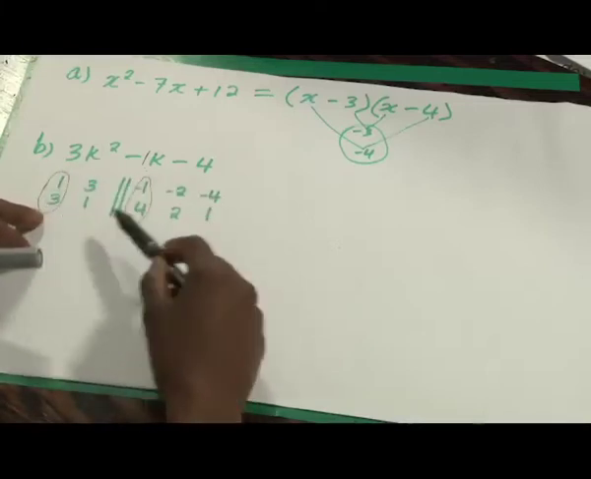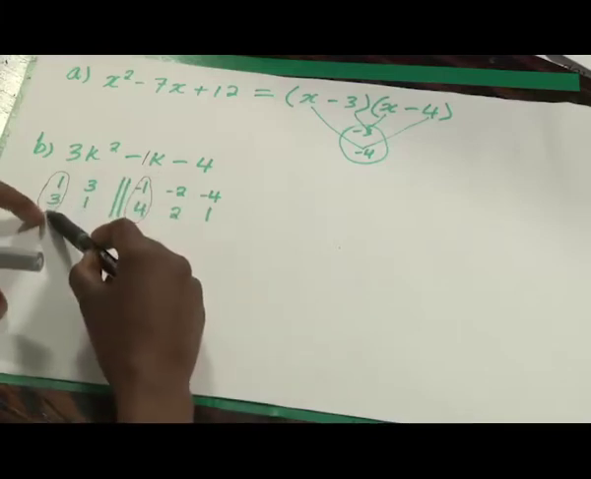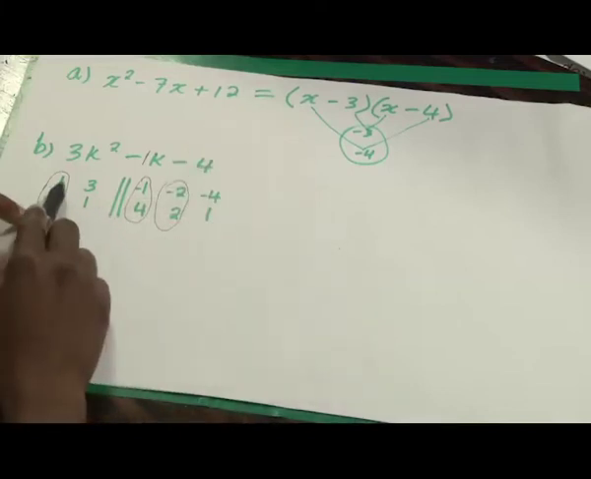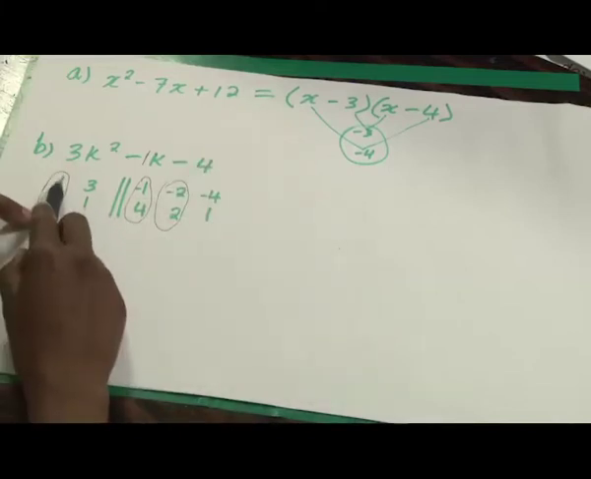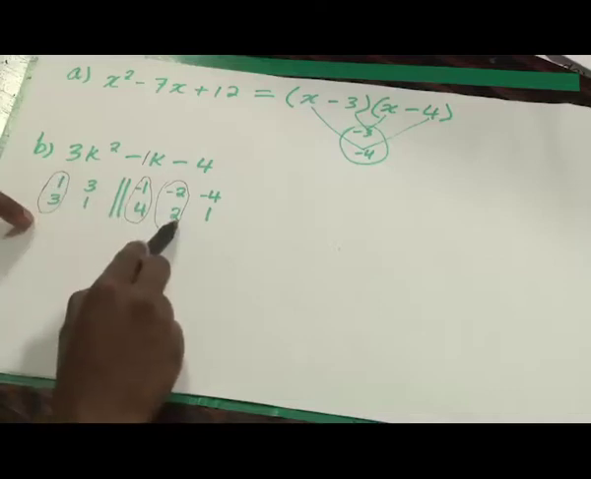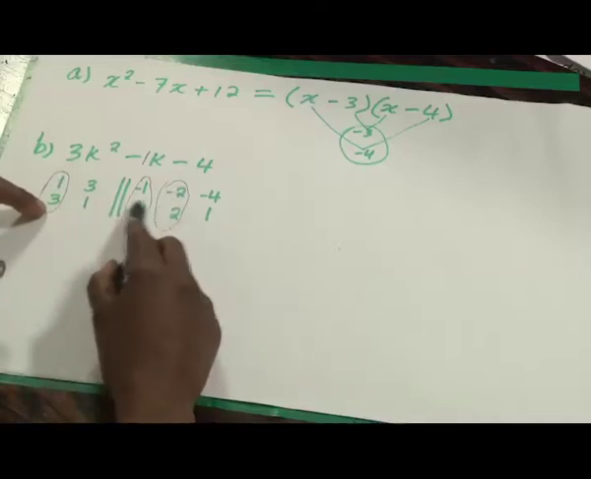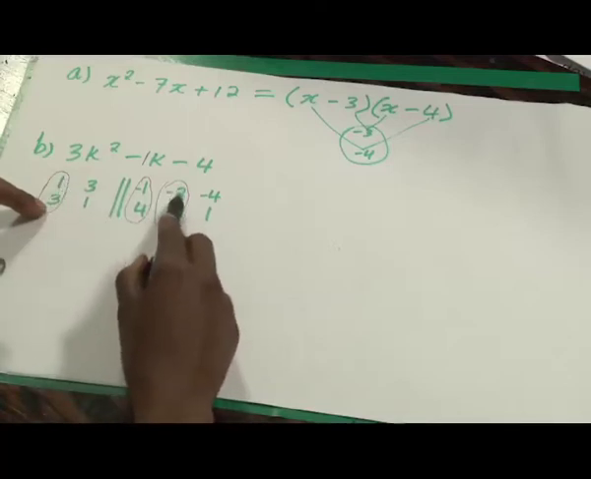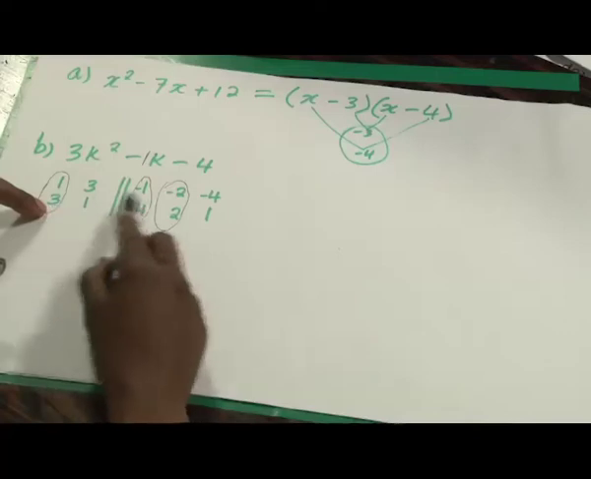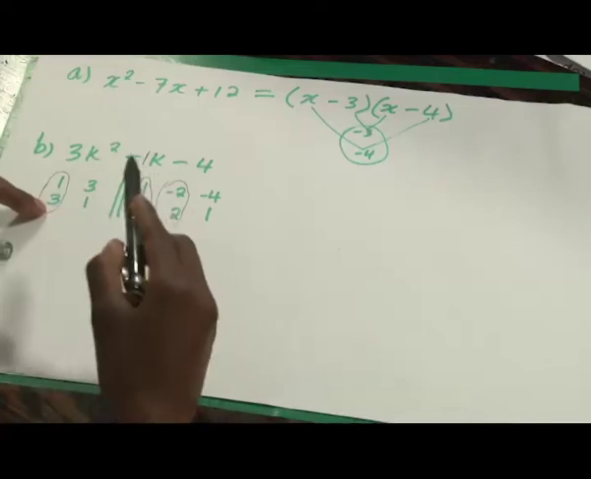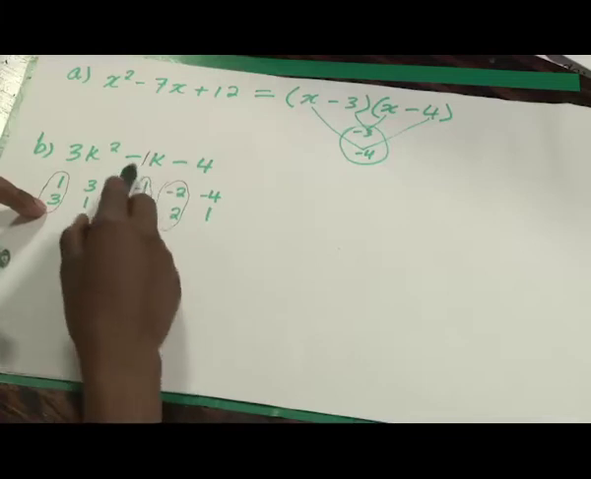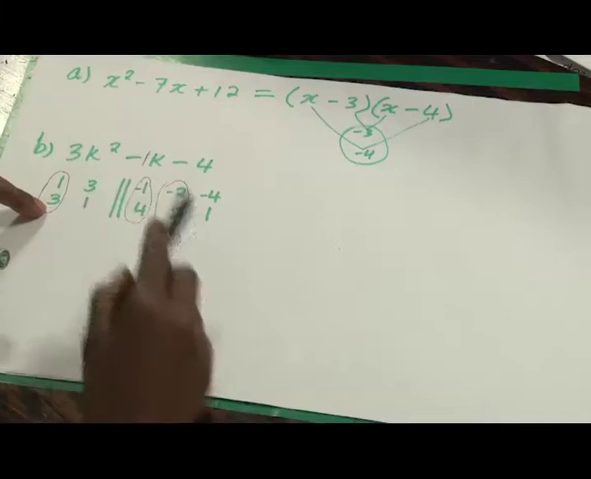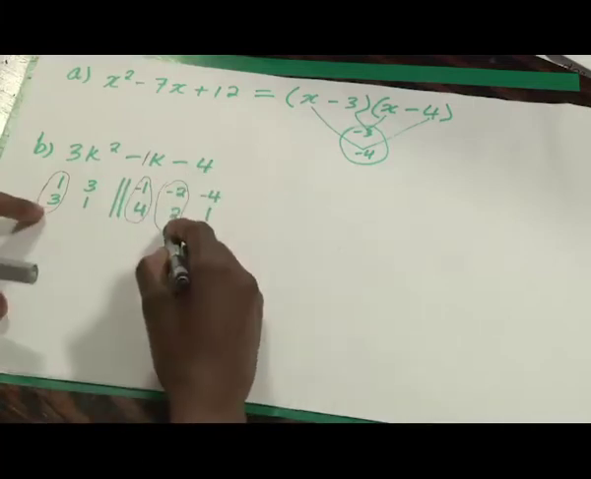So we move on. Let's try now this combination of 1, 3 and negative 2, 2. So we'll have here positive 1 times 2 plus 3 times negative 2. So that is positive 2 plus negative 6. That will give us negative 4. We are not looking for negative 4. We are looking for the combination that will give us negative 1. So we move on to the next combination.